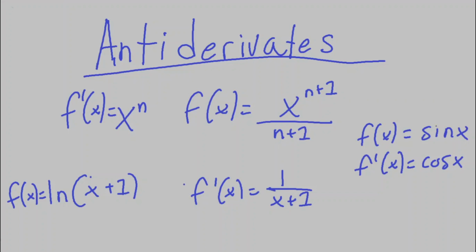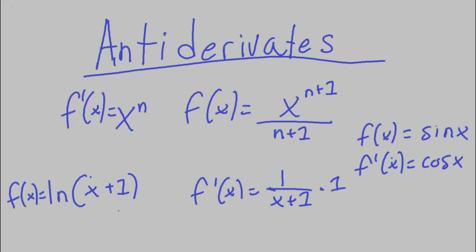And let's say you have a function 1 over x plus 1. The antiderivative of that would be ln of x plus 1. Because if you remember, the derivative of ln of x plus 1 would be 1 over whatever is on the inside, times the derivative of the inside, which would be 1.